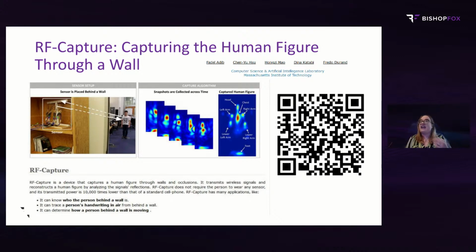It could detect handwriting. So in this instance, they were able to detect the hand motion on a piece of paper to be able to determine what was written. And then it can also determine how a person is moving behind the wall.